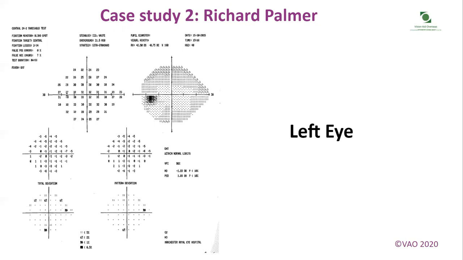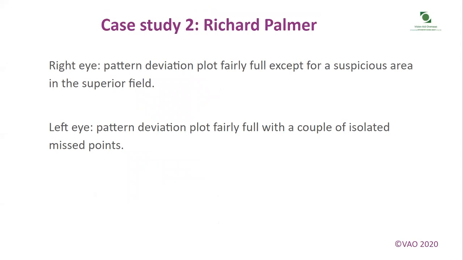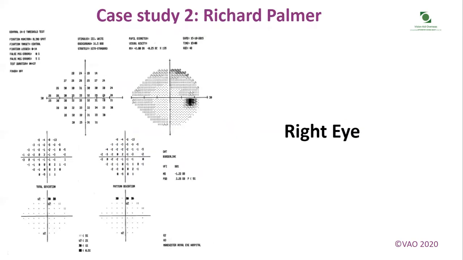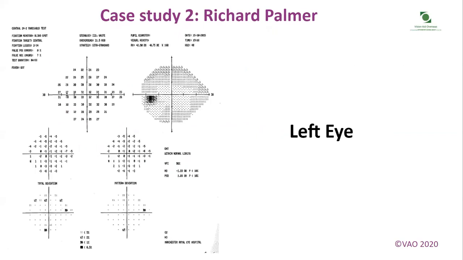You will have learnt by now that to take into consideration all the different presentations and results is essential to get an accurate assessment of whether your patient is showing glaucomatous visual field defect or not. So in Richard's right eye, the pattern deviation plot is fairly full, except for a suspicious area in the superior field. And in his left eye, the pattern deviation plot is fairly full, with a couple of isolated missed points. This was the right eye, and this his left eye.